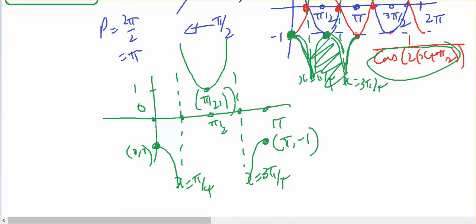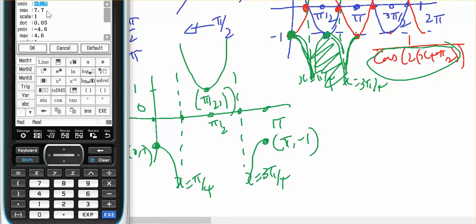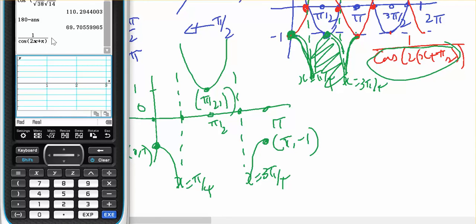Okay, just to double check that that's correct, make sure that I'm on radians. I am. I change my window from 0 to pi. Drag and drop and draw. That's exactly what we have here, negative 1. Okay, that's correct.